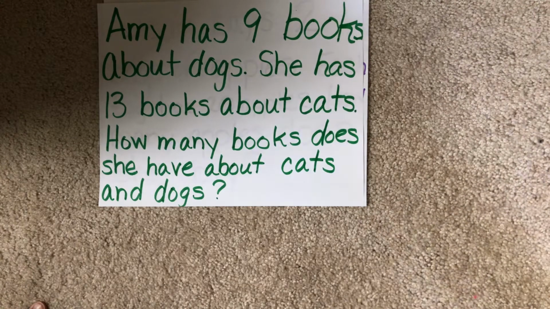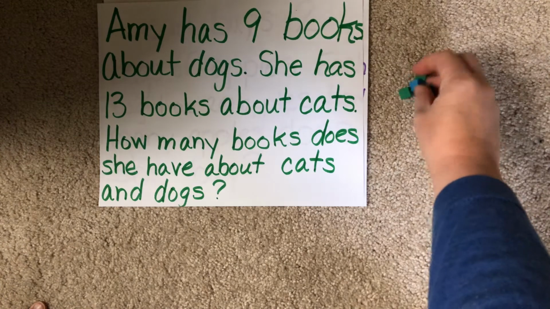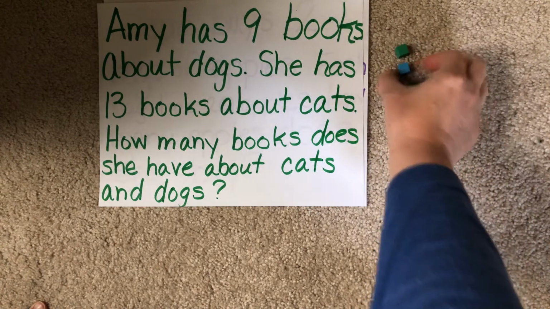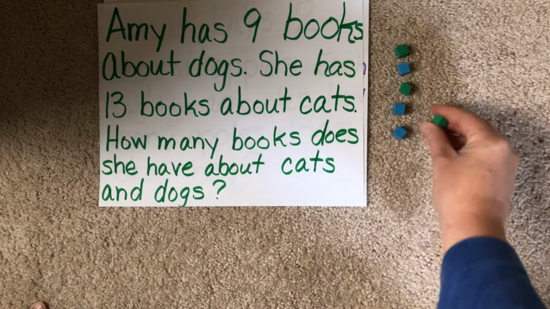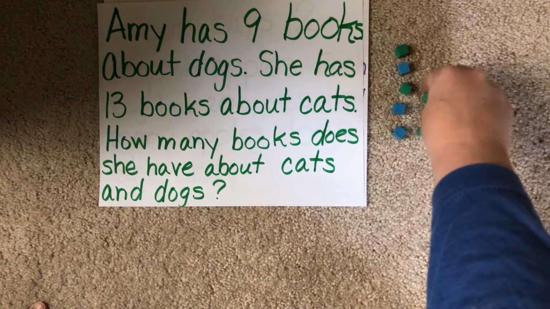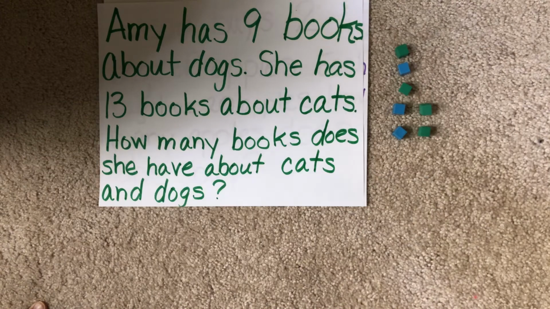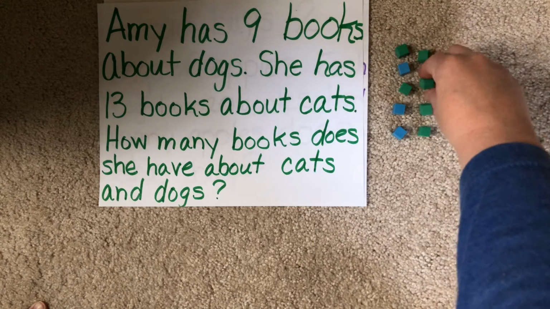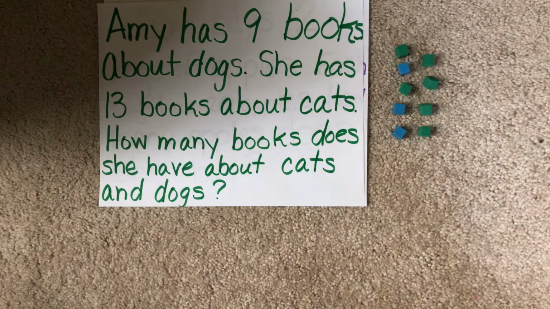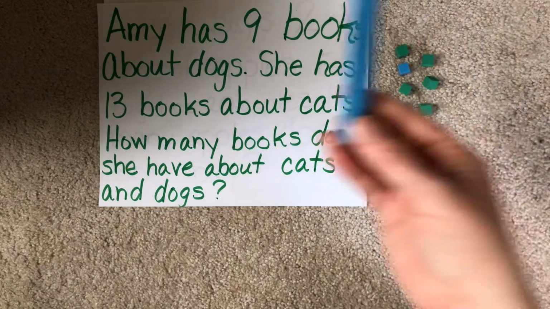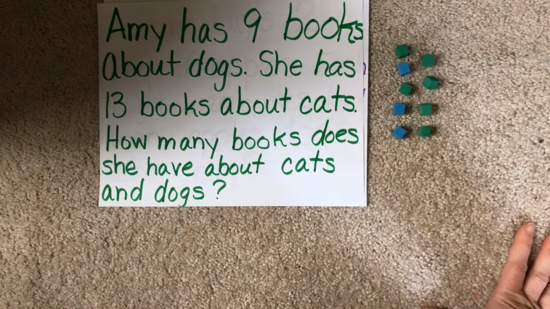If Amy has 9 books about dogs, I'm going to pretend that these cubes are books about dogs. And it's good to only put 5 in a tower so they're easier to count. Okay, so this is 9, 5 plus 4. And I don't have enough to make a 10, right? So that's why I did it that way.